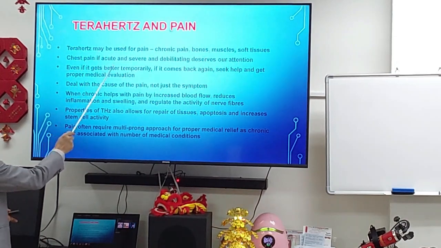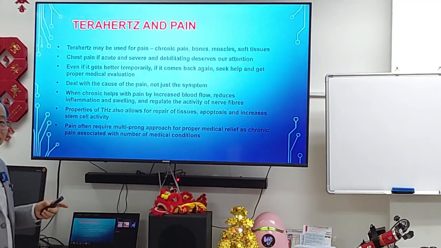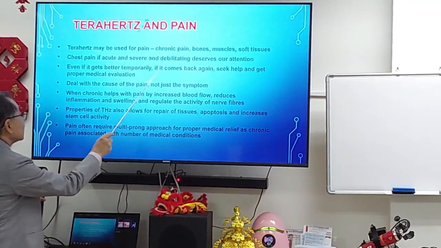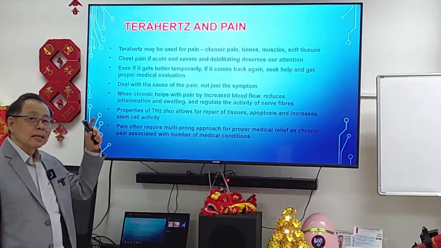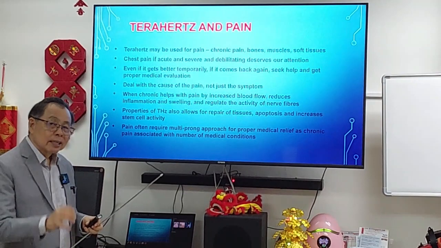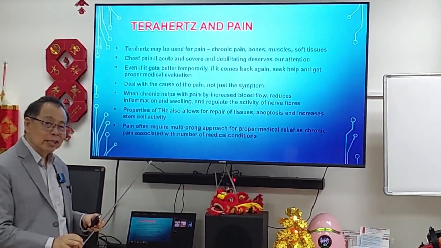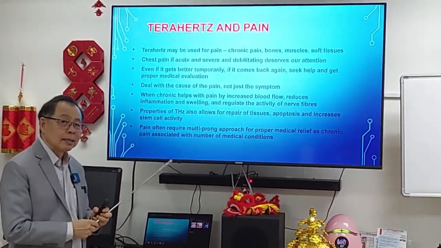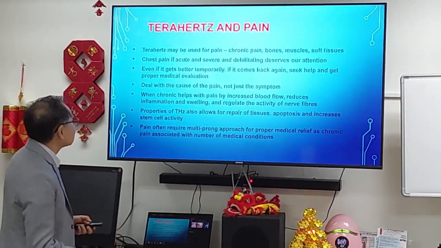Chest pain, if it's acute and severe and debilitating, pay attention. Get a medical evaluation. Even if it gets better temporarily, if it comes back again, seek help. Because what did I say? Pain due to heart attack are not very severe, gets better with rest, comes back when you exert yourself or when you are stressed, and then you rest again, it gets better. When you see this pattern, make sure you get properly evaluated, because people have collapsed and died from heart attacks.